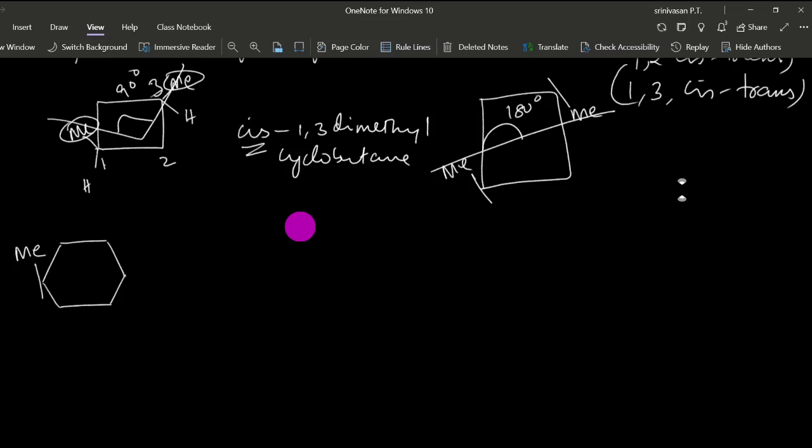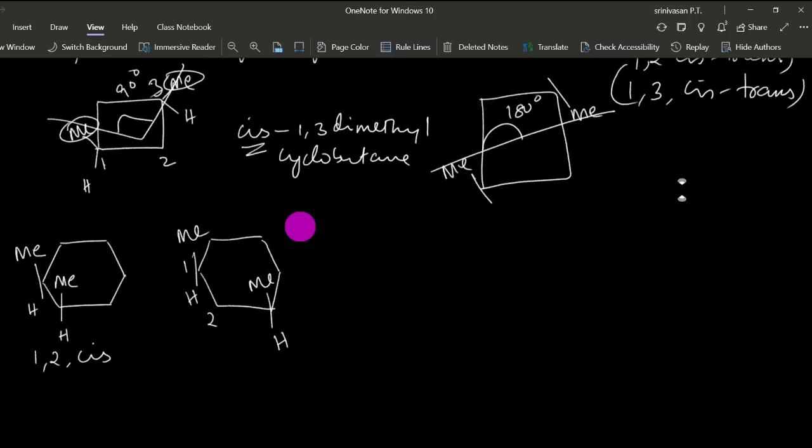So here you will have methyl, you will have hydrogen. So this will be 1 2 cis. So you can call this 1 2 cis. Now I am not writing the full name of the compound. What will the full name be? Dimethyl cyclohexane. 1 2 dimethyl cyclohexane. This one is 1 3. So this will be 1 3 cis.